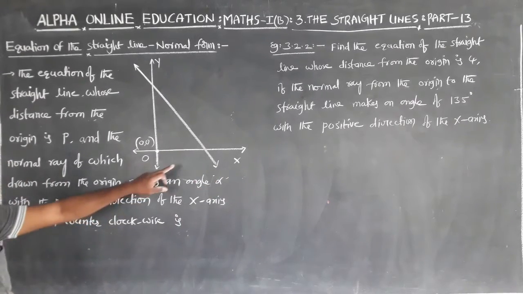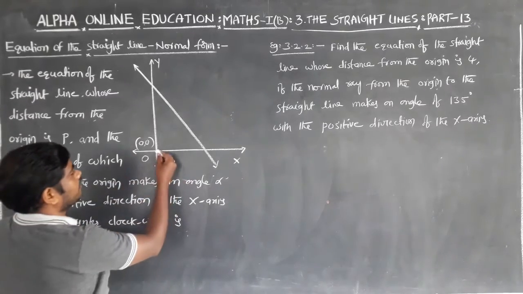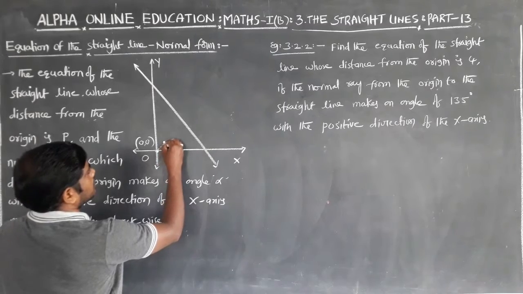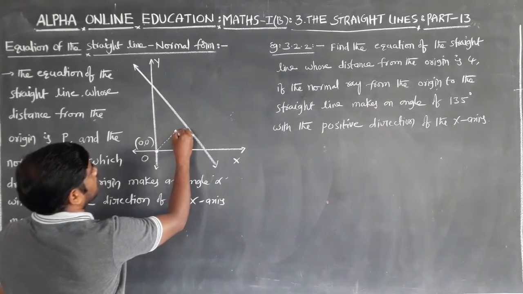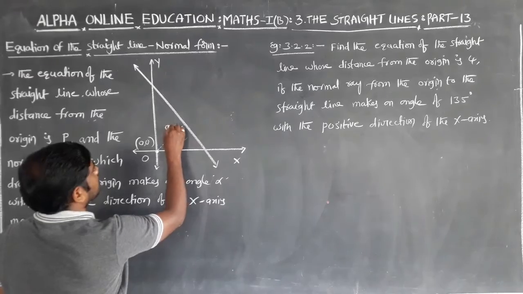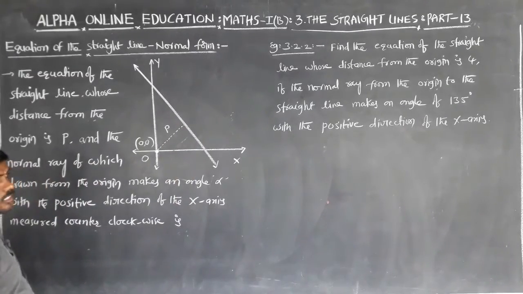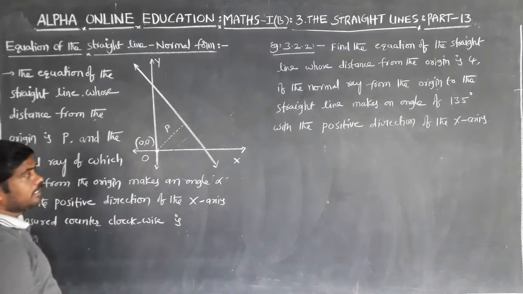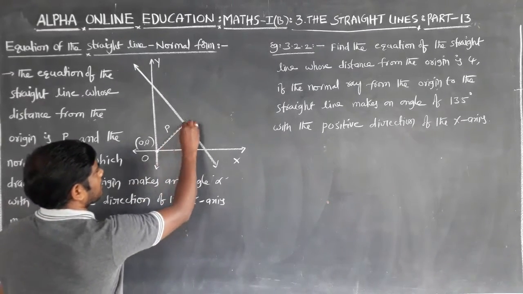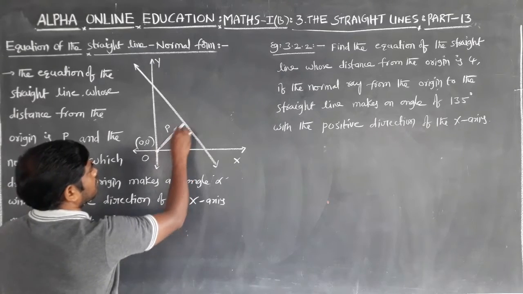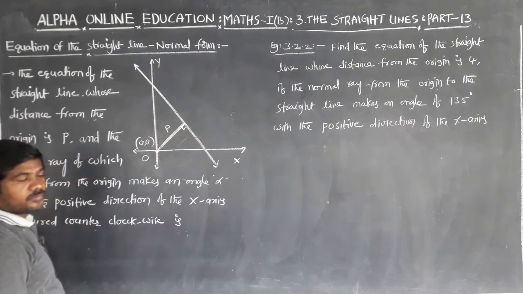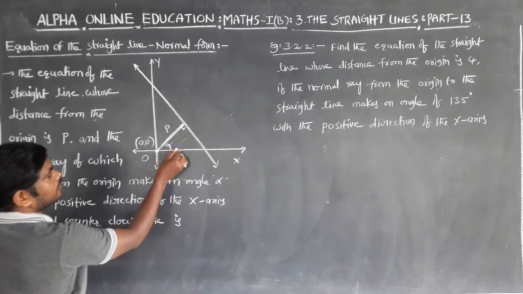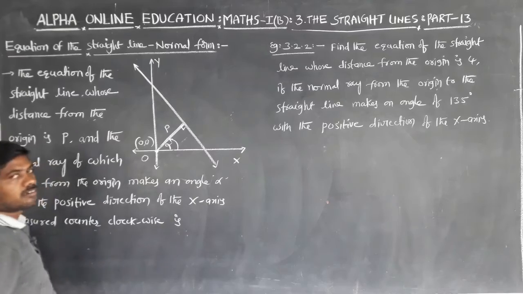The equation of the straight line whose distance from the origin is P, means the distance from the origin to the line is P. This is the normal ray. The normal ray from the origin to the line makes an angle alpha, measured counterclockwise.